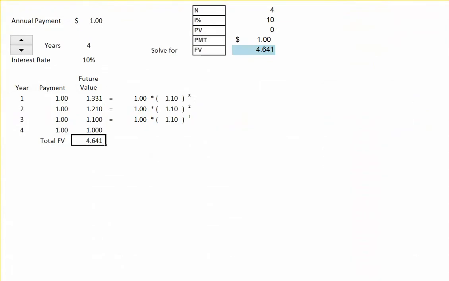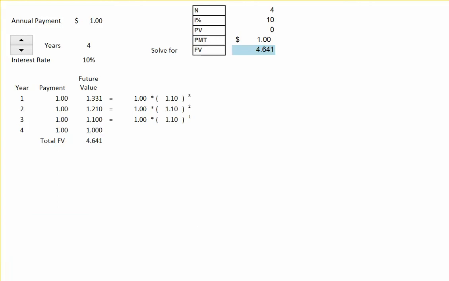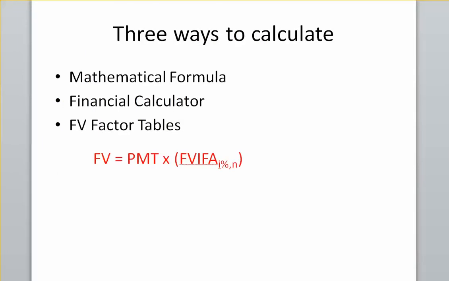So again, we can also calculate future values of annuities with our future value annuity interest factor table. Let's take a look at how we would do that. Our future value will equal our payment times whatever our future value interest factor for annuity is. In this case, we had a factor at 10% interest in 4 years.